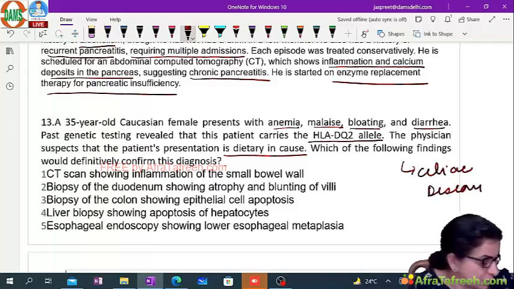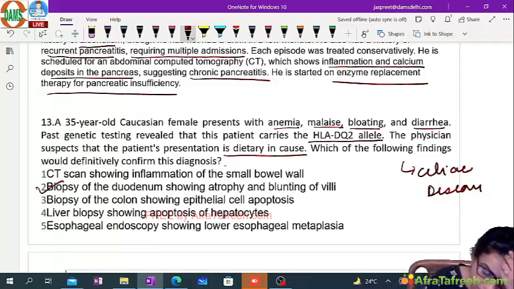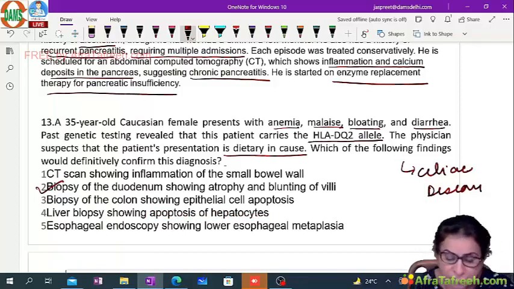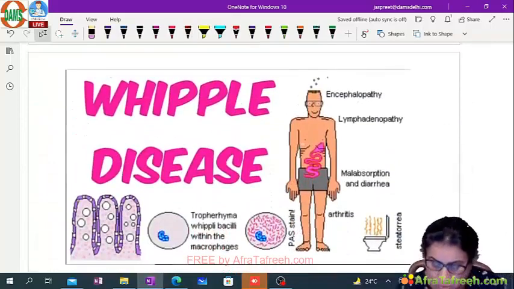What is the answer to this? Okay, so the answer is 2, that is biopsy of the duodenum. Oh yes, Ayush, correct, showing atrophy and blunting of villi. Sridevi also correct, Ayush also correct. Okay, now this is Whipple's.